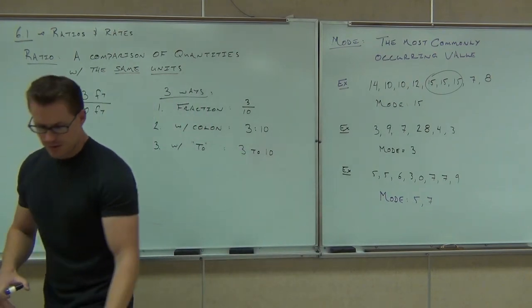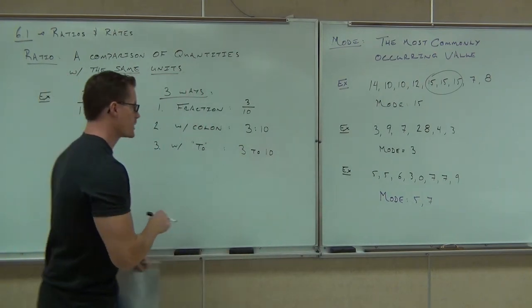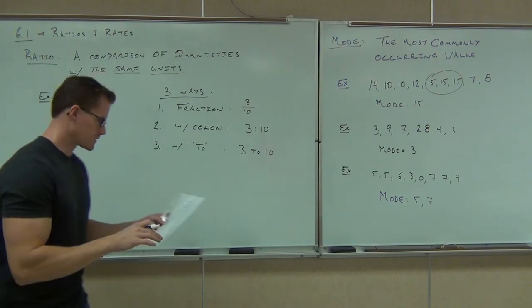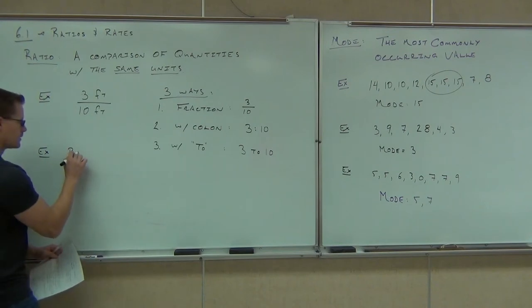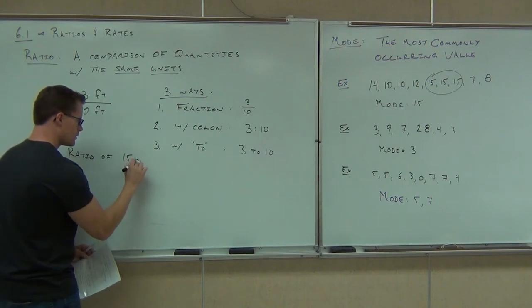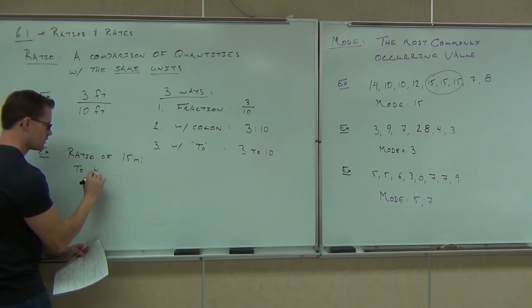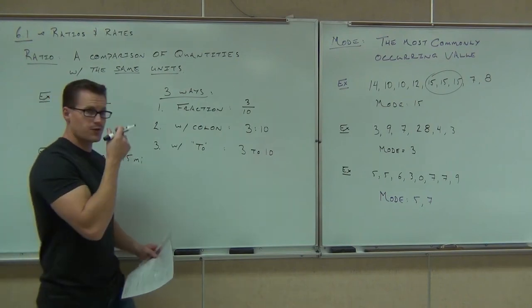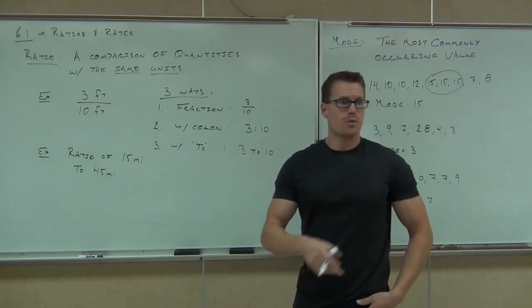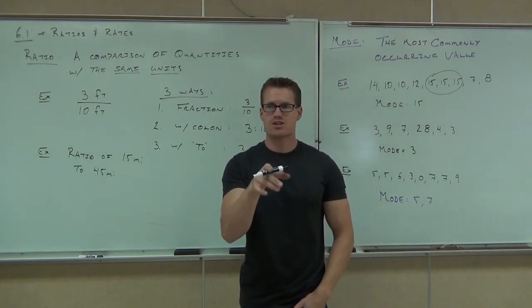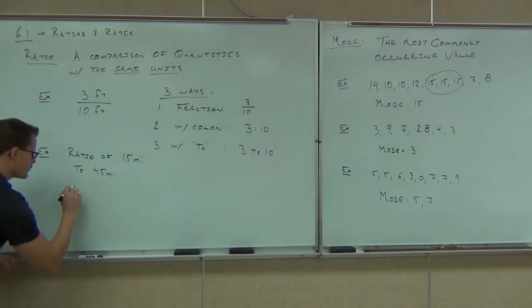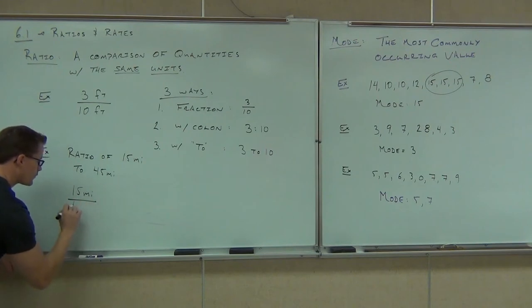Note one thing. When we're dealing with ratios, for instance, like this one, can you write it as a ratio all three ways? Let's try that. Ratio of 15 miles to 45 miles. We're going to do that right now. The first way we could write this is as a fraction. Which number is going to go on the top, 15 or 45? 15. So we go 15 miles over 45 miles.